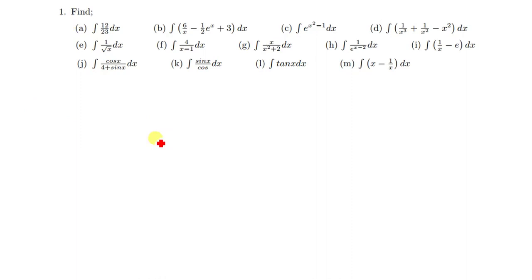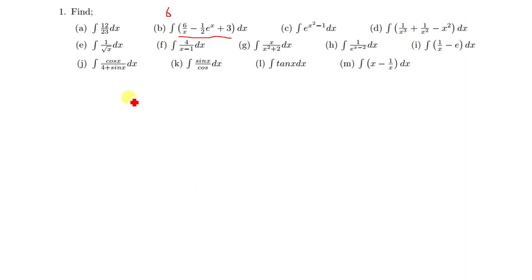So the next question here is saying find the integral of this. For this question, since it has a lot of terms, we're going to be integrating one term at a time. So we can start. The integral of 6 over x.